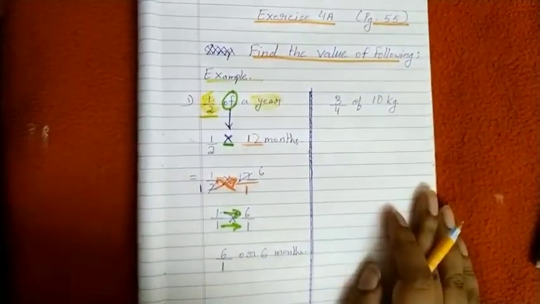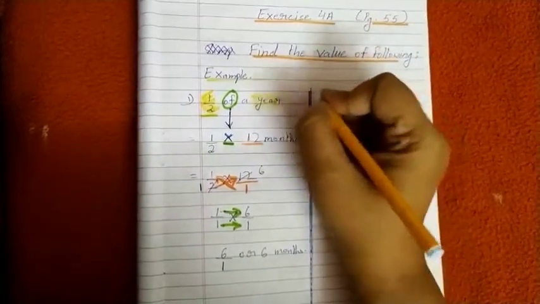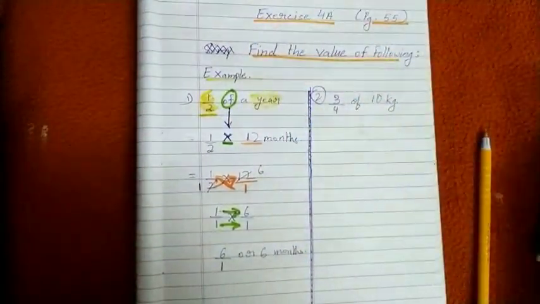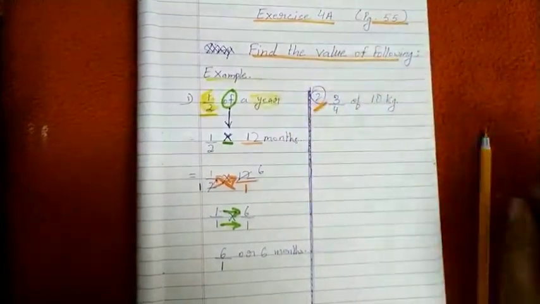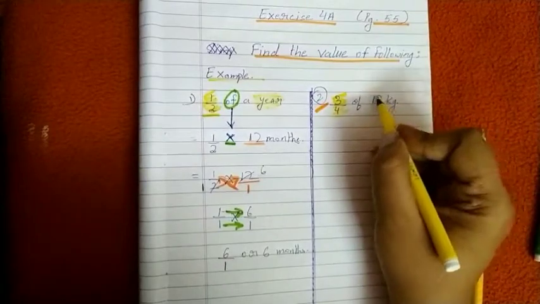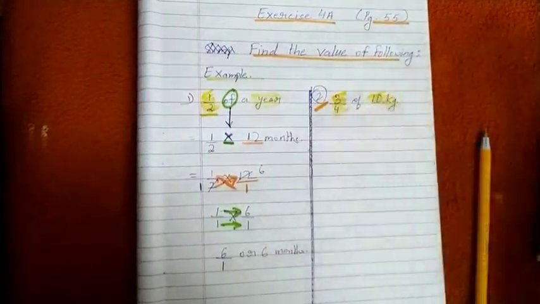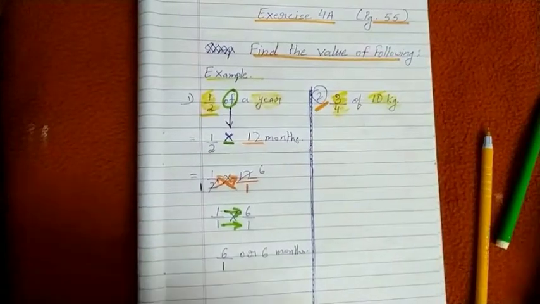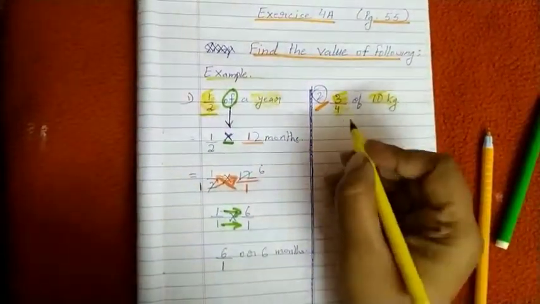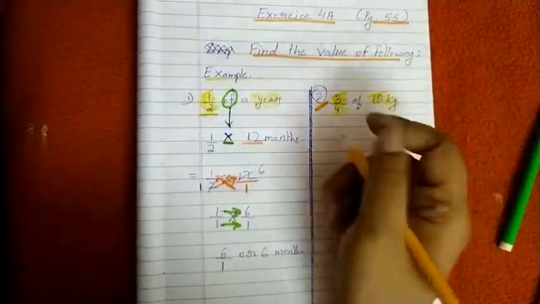Now children, let's take one more example to make you clear. Now see, what is here? 3/4 of 10 kg. 3/4 of 10 kg. Now children, this is one method. This I'll be doing with another method. So 3/4, 10 kg. So what will I be doing here?